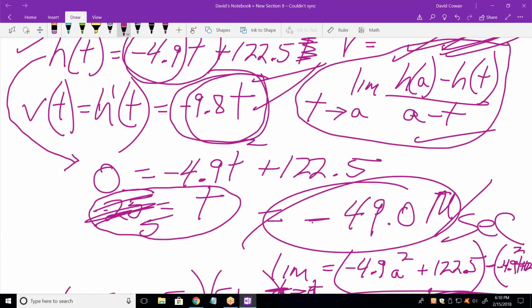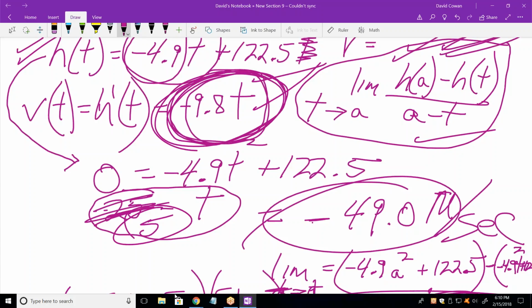And of course, it's going to hit the ground when h is 0. So it's easy enough to figure out the number of seconds it takes to hit the ground. Once you figure out that number of seconds, which was 5, now you can figure out what the velocity was as it hit the ground, because that comes after 5 seconds. So 5 times minus 9.8 is the velocity that it's going when it hits the ground.